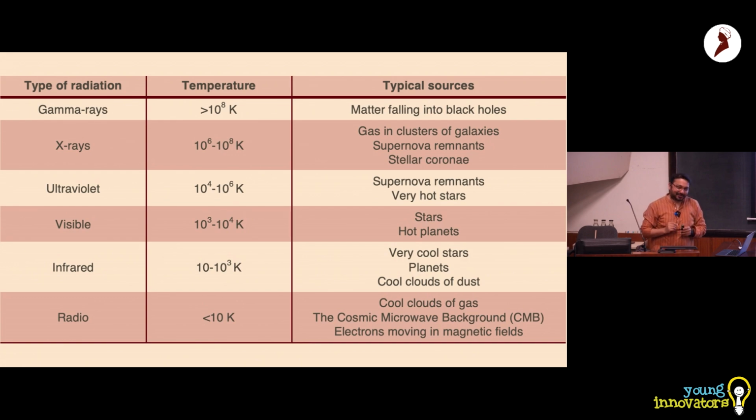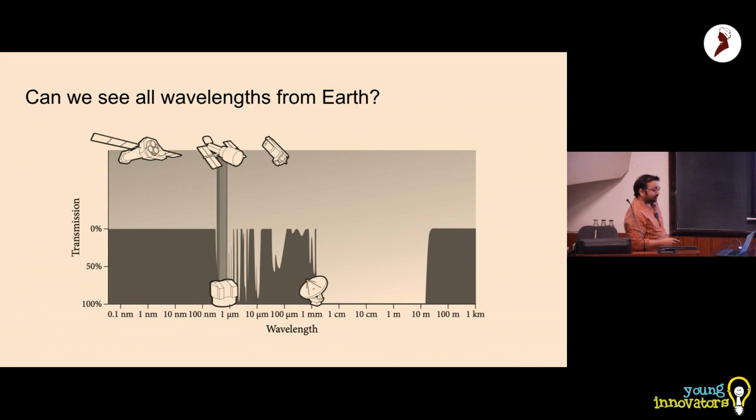Perfect. Yes. So 1 Kelvin. So there are objects in the universe that are that cold, right? So you're not talking about minus 200, minus 270 degrees Celsius. All right. So can we see all of them from Earth?